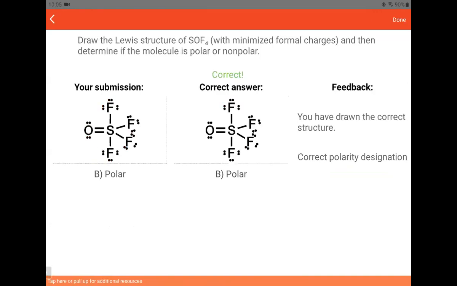So that's a tough one. Utilize those formal charge buttons, make sure you're counting up electrons when you do it and that you're using the right amount of electrons.